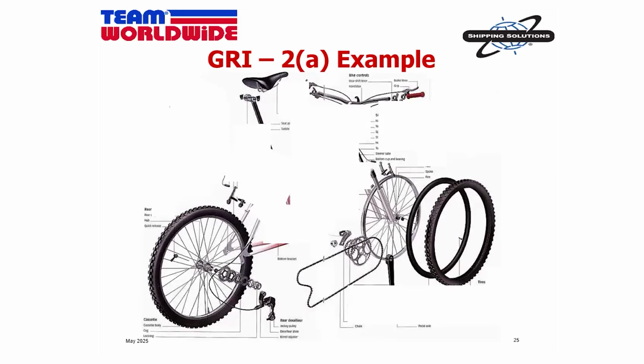There is a classification "bicycle parts, other," and we have a tendency then to throw whatever's left over into that. But Rule 1 says we cannot. We have to look at each of these parts to see if they're provided for.